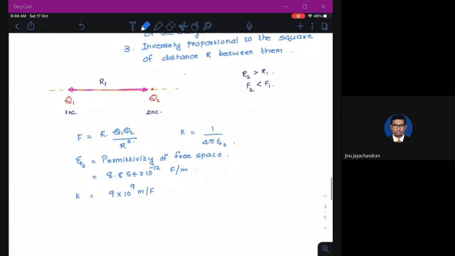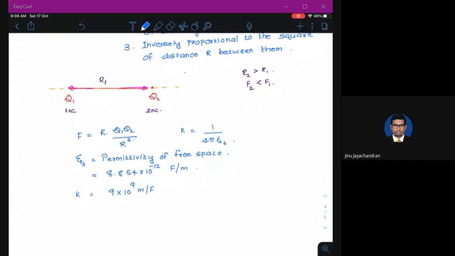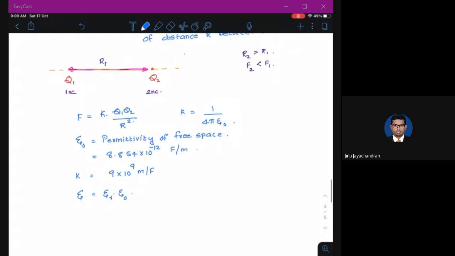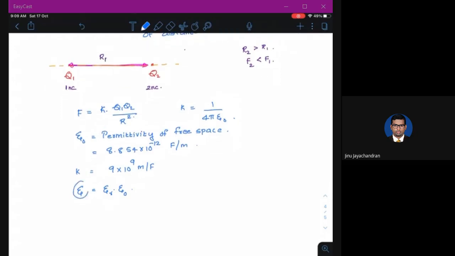Okay. Now it need not be epsilon 0 if the charges are placed in some kind of a medium where the permittivity is epsilon. So if epsilon is the permittivity, I can write it as the relative permittivity multiplied by the permittivity of free space. Okay, where this is the permittivity of the medium.